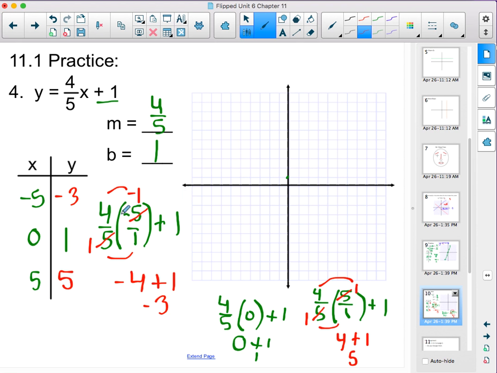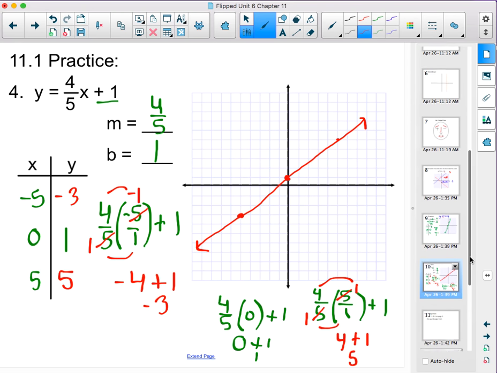So last thing we want to do is plot those points. We'll start with -5, -3. So start at the origin, walk -5, jump down 3. There's my first point. Next point is 0, 1. Walk 0, jump 1. Next point is +5, +5. So walk 5, jump up 5. Look at those points, all in a nice line, right? We've got our line passing through the y-axis at +1, and we have our positive slope being shown. Let's connect those points. I've got my line graphed.